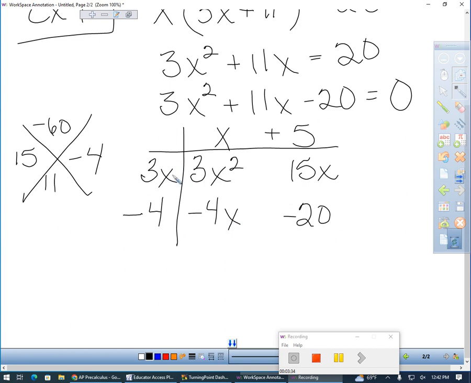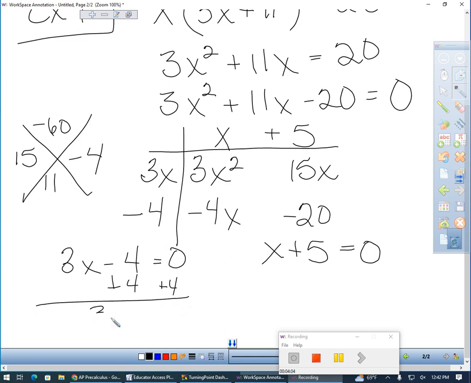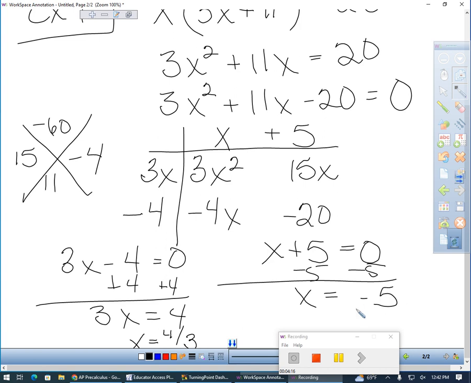So now I'm going to take my first factor, which is 3x minus 4, set that equal to 0. And I'm going to take my second factor of x plus 5, set that equal to 0. In the first one, I'm going to add 4 to the other side. It's 3x equals 4. Divide both sides by 3, x equals 4/3. Right here, if I subtract 5 from both sides, I get x equals negative 5.